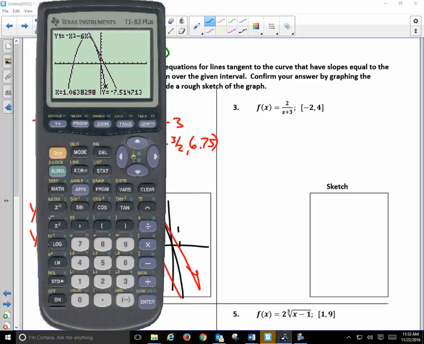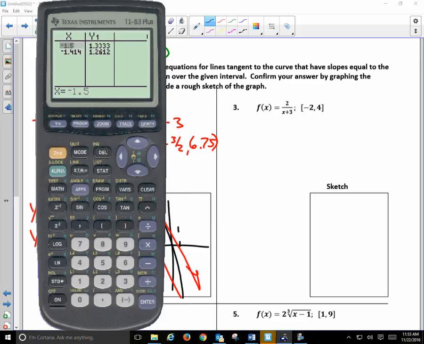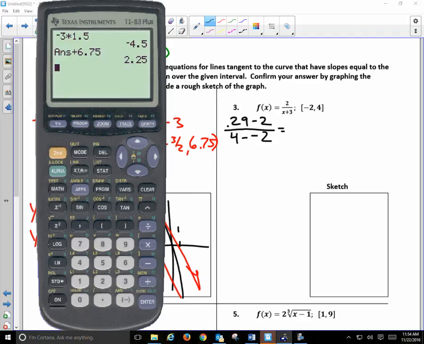Again, f of b. So I'm going to take y equals, get rid of these two, and I'll type in 2 divided by, parentheses, x plus 3. And I'll go to my table. I'll type in 4 and negative 2. And I get those values. So I have 0.29 minus 2, 4 minus negative 2. 0.29 minus 2 divided by 6.